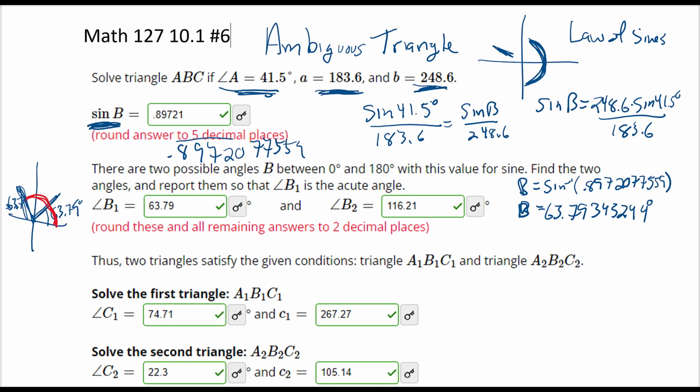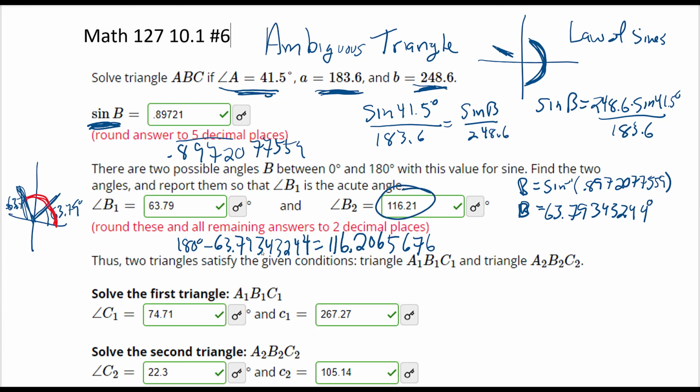So what we also look at is 180 degrees minus the 63.79343244. So I'm going to do 180 minus that previous output, and I get 116.2065676. You see how it was rounded off to 116.21.